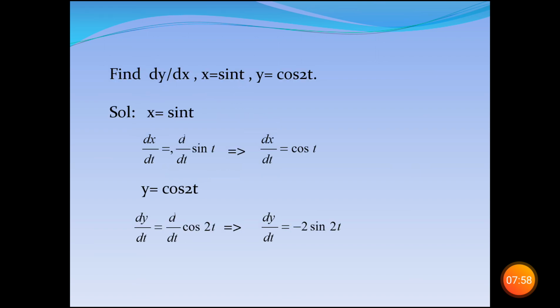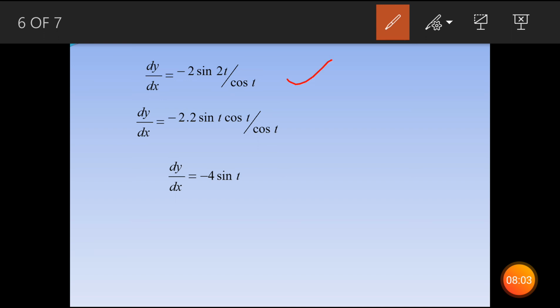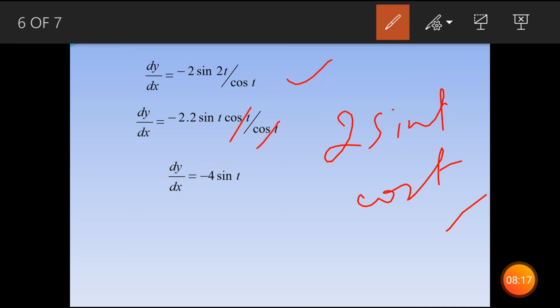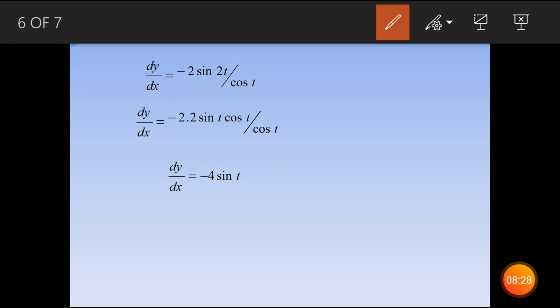So just see. Now dy upon dx is, you just divide. So minus 2 sin 2t upon cos t, and sin 2t, you know very well, is 2 sin t cos t. This formula is very easy for you and everyone knows it. So this will be 2 into 2 sin t cos t upon cos t. cos t and cos t will be cancelled. So what will you get? Minus 4 sin t. This is what you are going to solve. Very easy questions. Nothing is tough. Only you should be familiar with the meaning as well as the method.